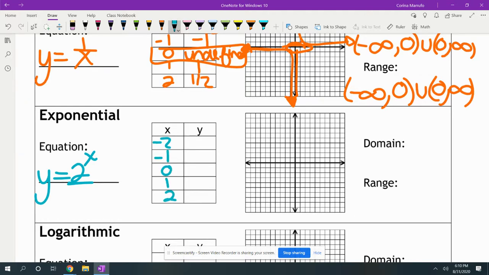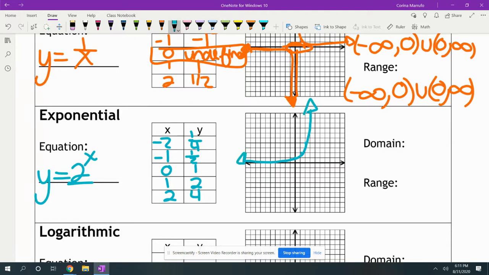And so 2 to the -2 is going to give us 1/4. 2 to the power of -1 is going to give us 1/2. 2 to the 0 power is 1. 2 to the first power is 2. And then 2 to the second power is 4. Let me graph it. So -2, 1/4. -1, 1/2. 0, 1. 1 and 2, and then 2 and 4. So your graph looks something like this, and it goes up this way.